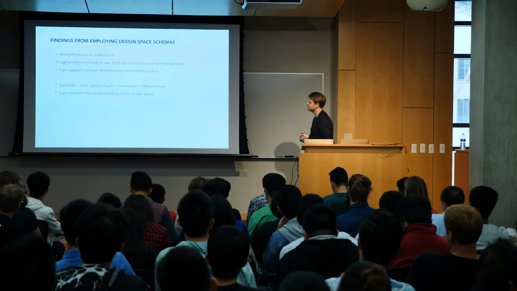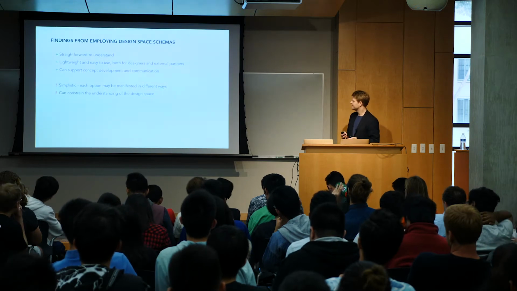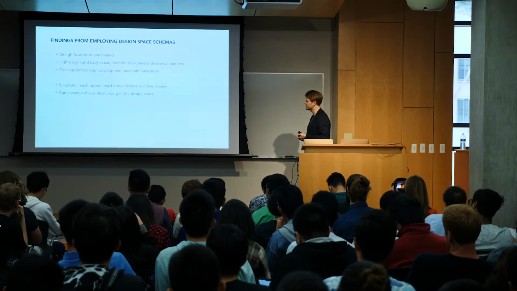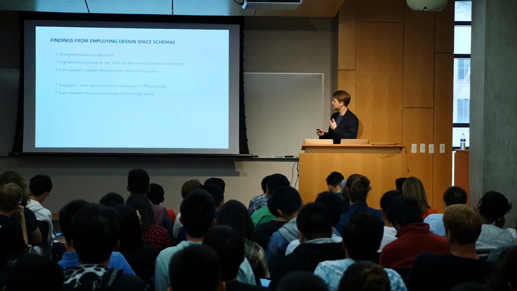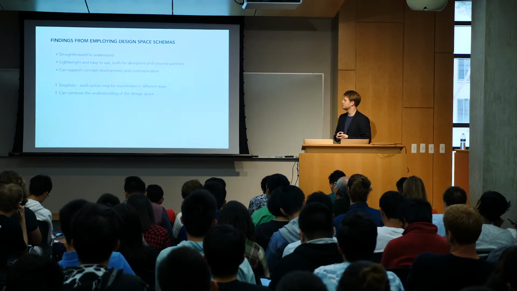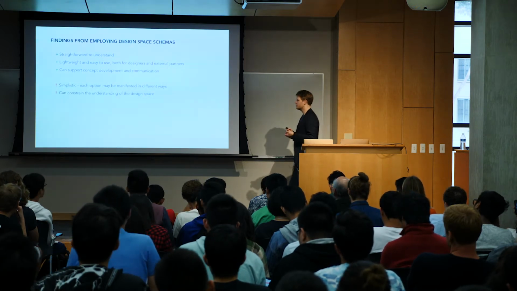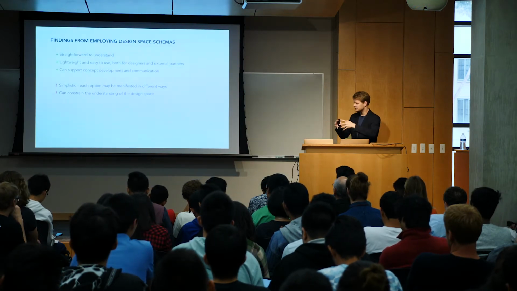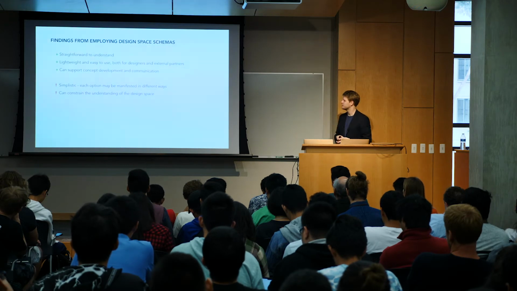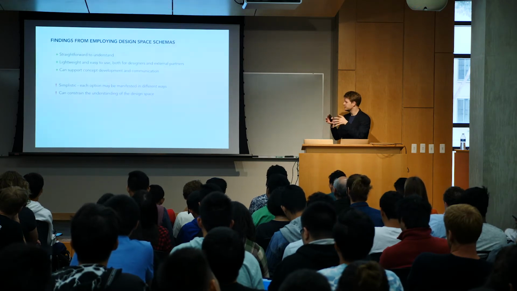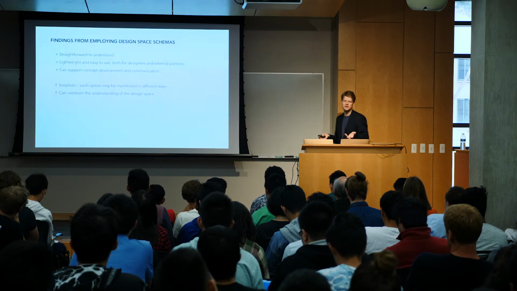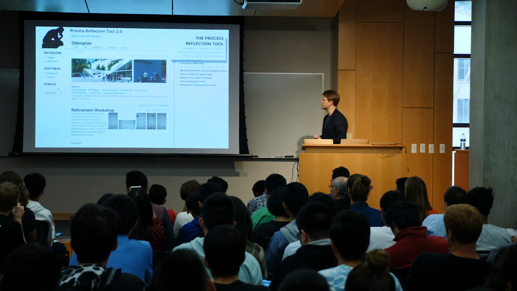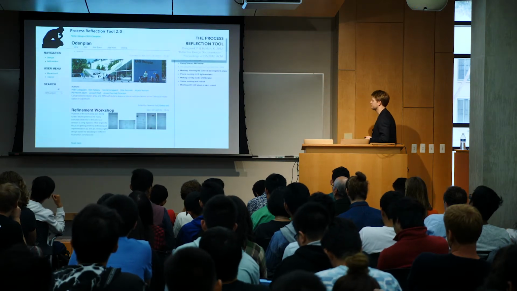So, these design space schemas are very easy to understand. They're also lightweight and easy to use both for designers and external partners. And we found in a number of cases that they're actually quite good at supporting concept development and communication. Of course, there are also some downsides. They're very simplistic, and once you start diving into it, you see that each option can actually be manifested in different ways. And it can also seriously limit or constrain your understanding of the design space if you lock on to a few parameters early on. So this was the second way of trying to document the creative process.